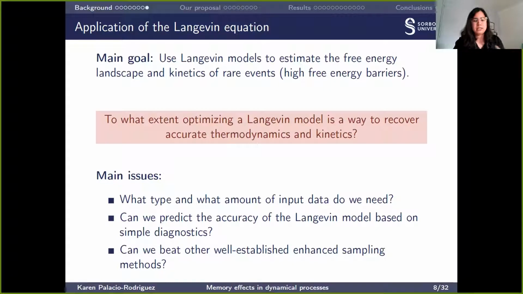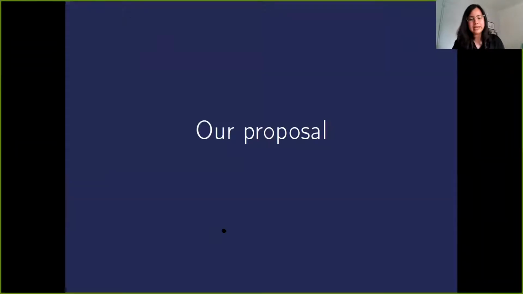The first one is what type of input data and what amount of input data we need to construct the Langevin models. So do we need ergodic trajectories, or will short trajectories be enough? Also, we need to answer the question of whether we can predict the accuracy of the Langevin models based on simple diagnostics, because we can always construct a Langevin model, but we need to know if this Langevin model is accurate. Also, we want to know if we are able to propose a methodology that can beat other well-established enhanced sampling methods in terms of computational efficiency and also accuracy.